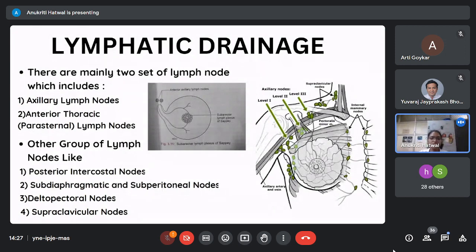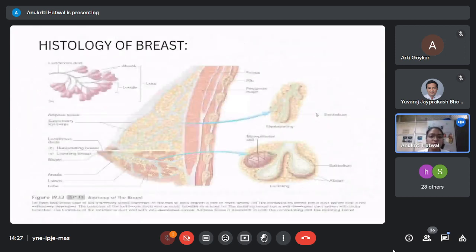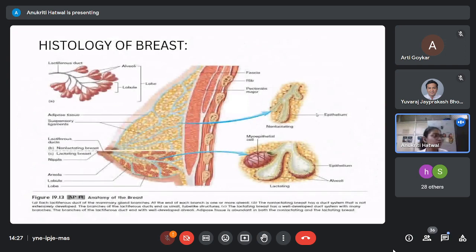Good afternoon, everyone. I will be presenting the histology of the breast. So, starting off with an overview of the gland, the given diagram shows numerous lobules, and these lobules further cluster up to form a mammary lobe.